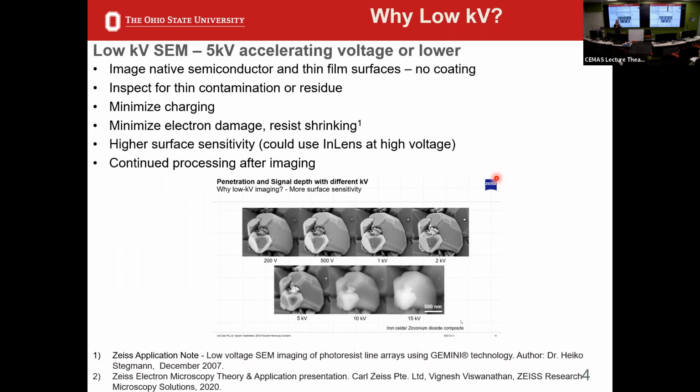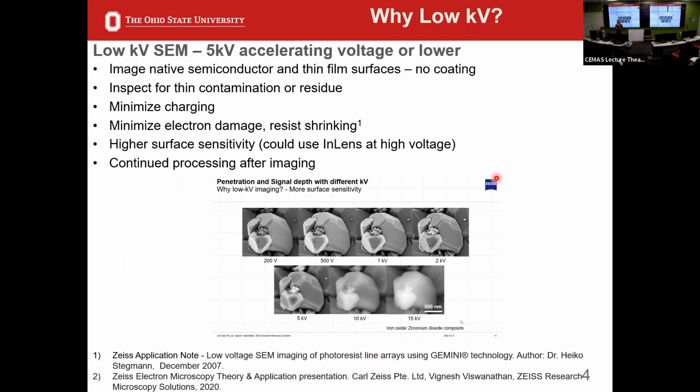We also want to be able to inspect for thin contamination or residue, right, that otherwise might get lost in the fact that we're getting most of our signal from the bulk of the sample. As you all know, we do it to minimize charging without coating it. Also, specifically to some of our polymeric materials, we want to minimize electron damage.